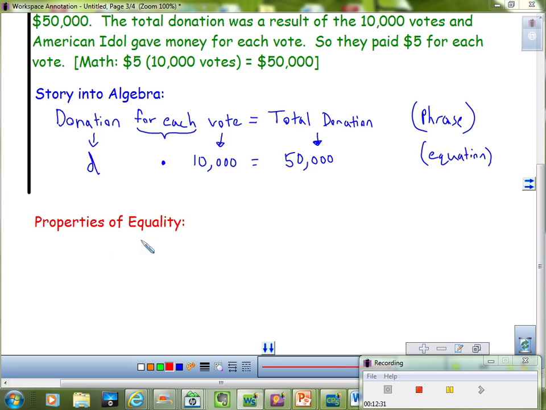Alright, so properties of equality is what you're used to. So go ahead and rewrite the equation. Donations for each, so multiply by 10,000 votes equals 50,000 dollars. My whole idea is that when you start writing this, your mind immediately associates it back to the story. If you start looking at the numbers and relating it back to the story, you know that your brain has been properly rewired.